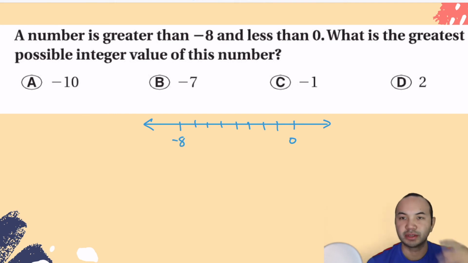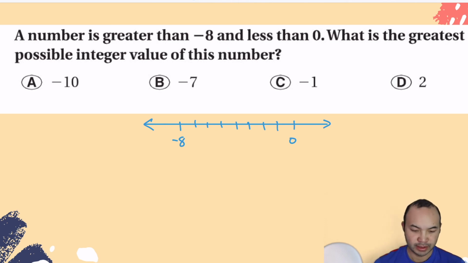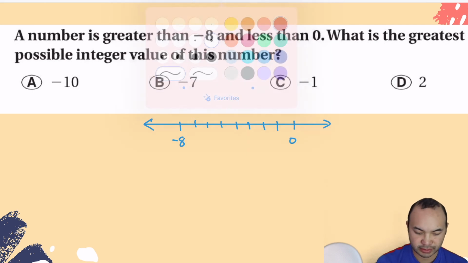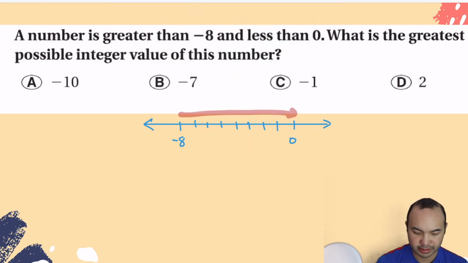So sometimes you can draw a number line without all the middle numbers. Just make sure you're writing it properly. You don't write -8 over here because -8 is not supposed to be to the right of 0. It's supposed to be to the left of 0 because it's less than 0. Okay, so what is the greatest possible integer value of this number? So you're looking at this range right here, -8 to 0. So what is the greatest number? So which number is closest to the right in this range?